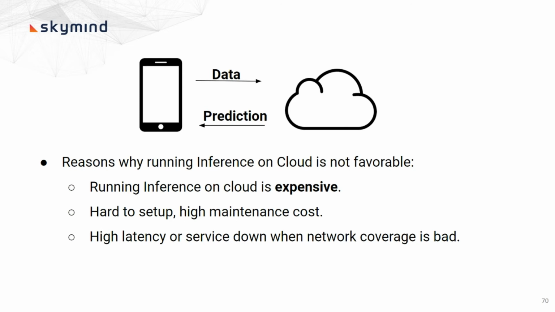Personally, I feel that running your prediction or inference on the cloud is expensive. First of all, it's expensive, it's hard to set up, and maintaining it also costs a lot of money, unless money is not an issue. If you go somewhere with bad network coverage, it will lead to high latency, slow frames, or even downtime of the service.